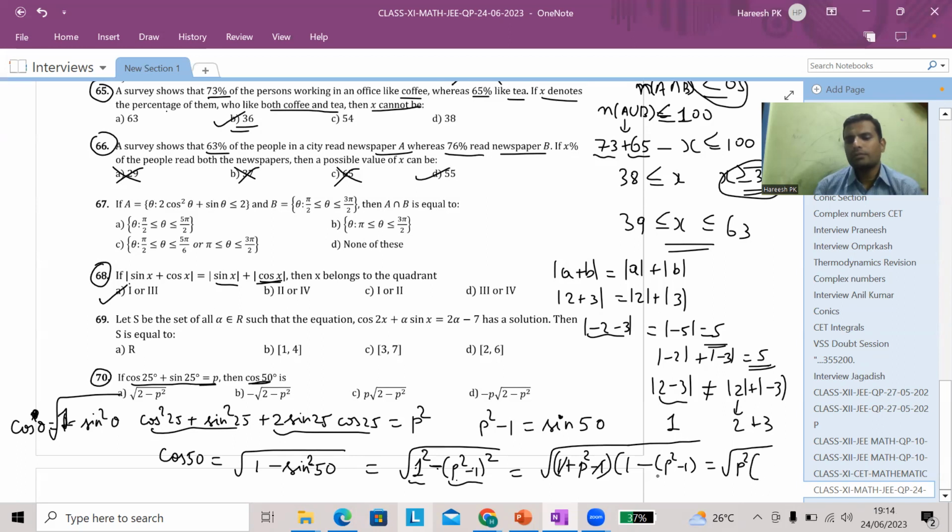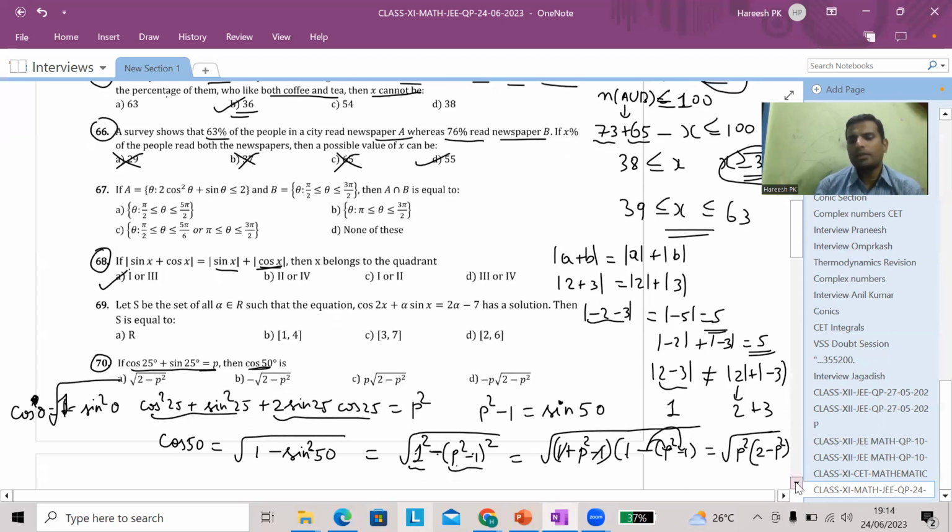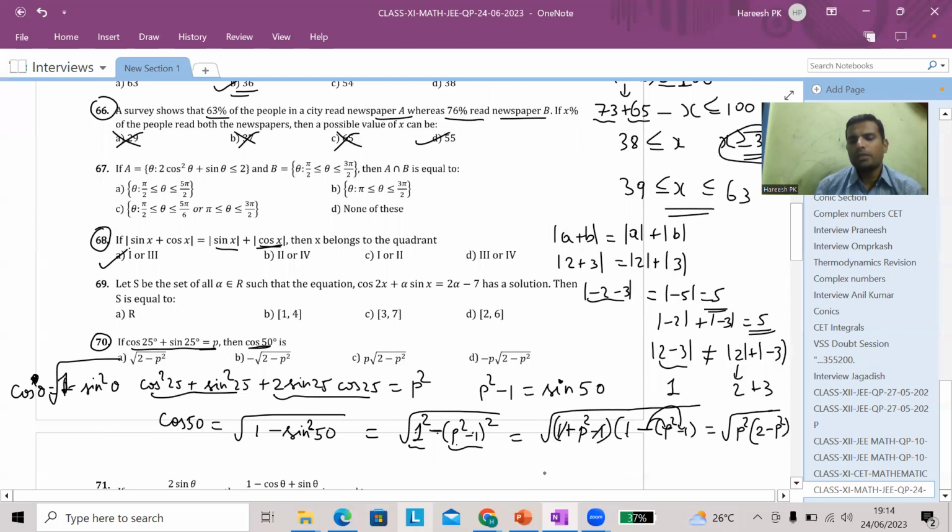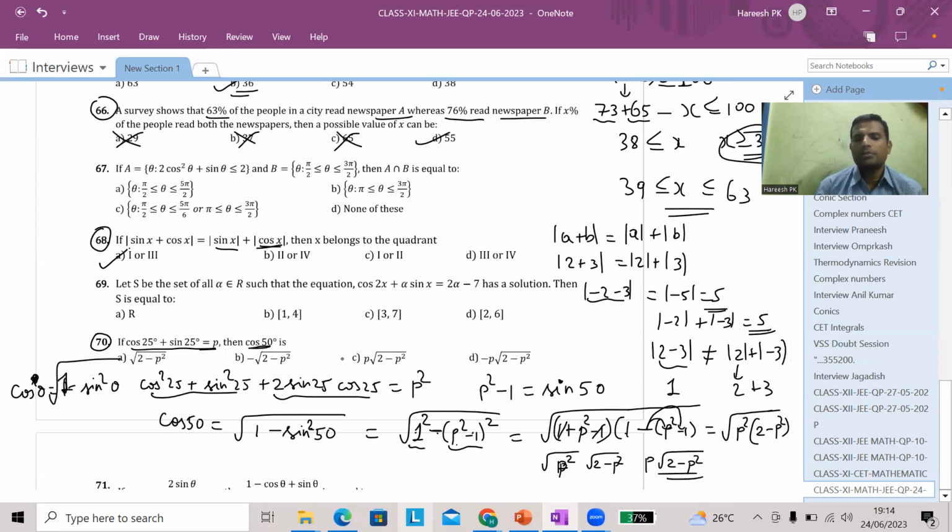into, here minus has to be given to both. So here minus of minus becomes plus. 1 plus 1 will become 2. It becomes 2 minus p square. So in the last step, root p square I can write separately and root 2 minus p square separately. Root p square can be called p. So the answer is p into root of 2 minus p square.